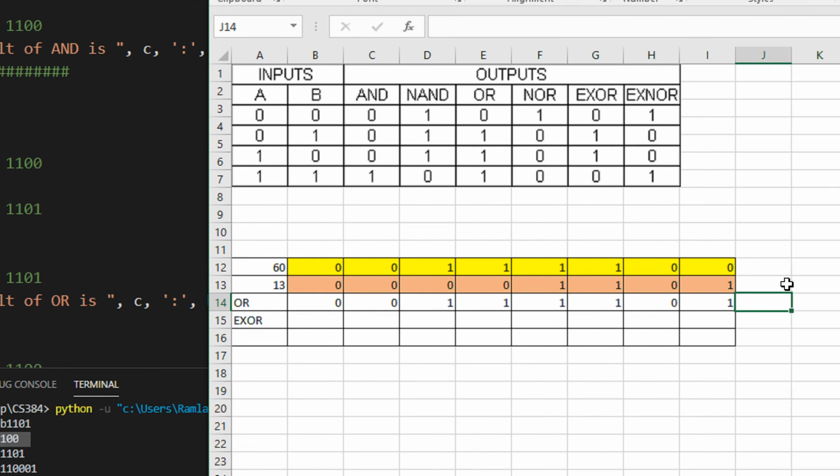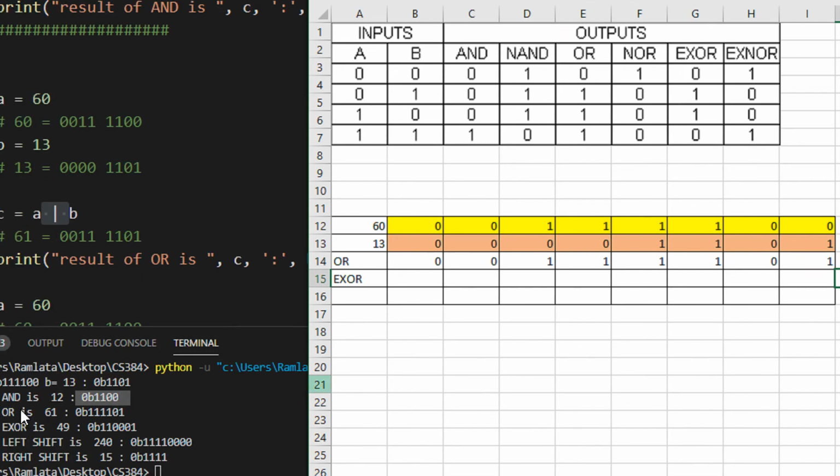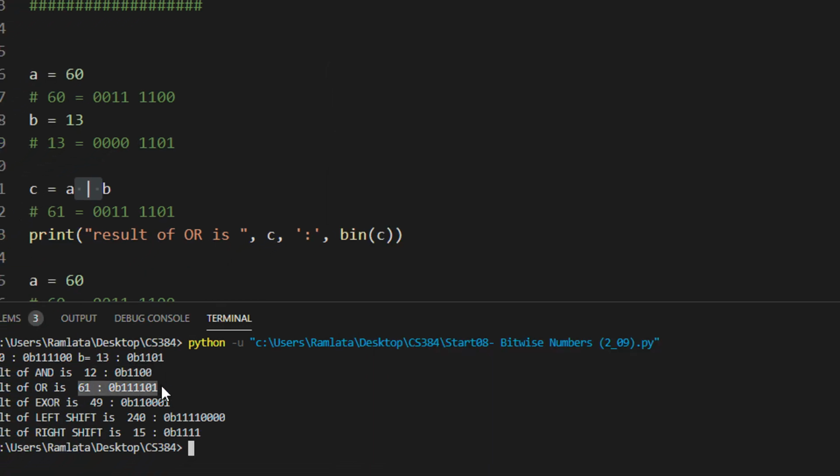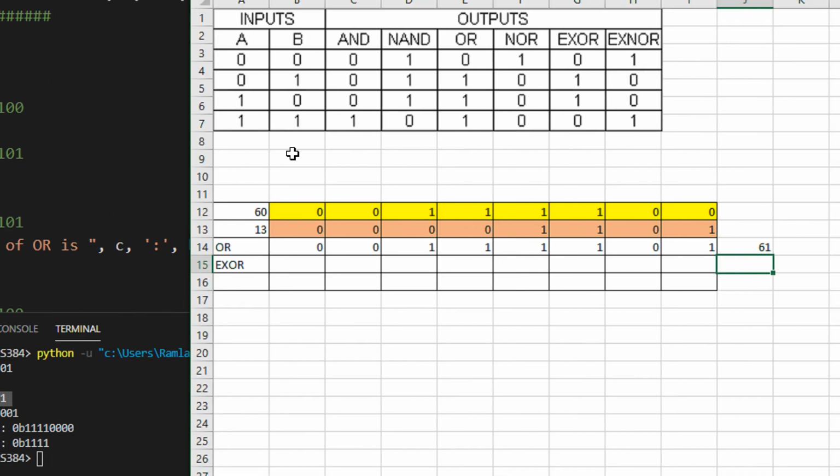Let us use Excel to calculate binary to decimal. 0 0 1 1 1 1 0 1. We read from the rightmost to the leftmost digits. This is 61, the same as this result. So this is how the bitwise operators work.